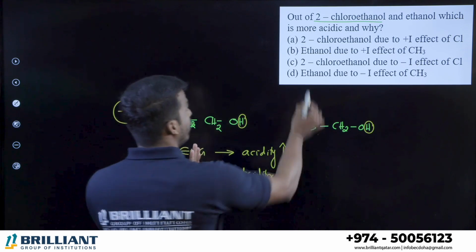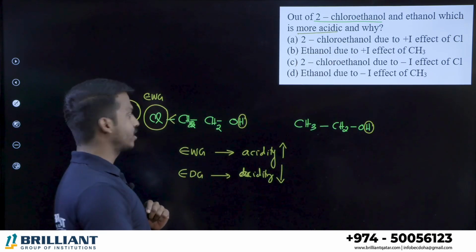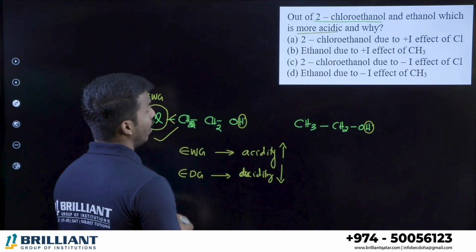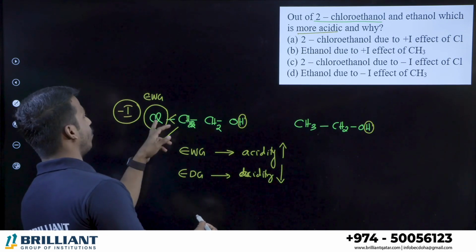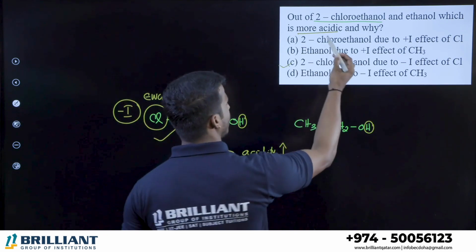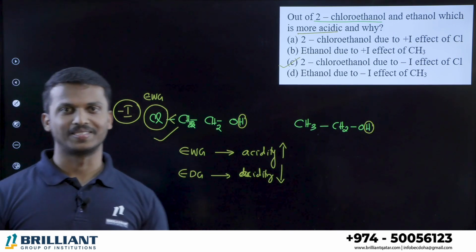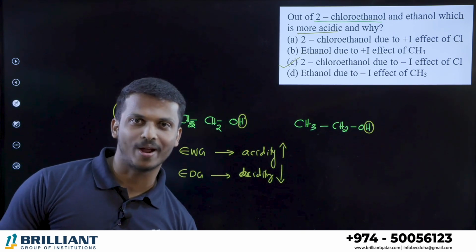Question 2: which is more acidic? What is your answer? 2-chloroethanol. What is the reason? Minus I effect of chlorine. Option C is the correct answer. Clear all? Shall we go to the next one?